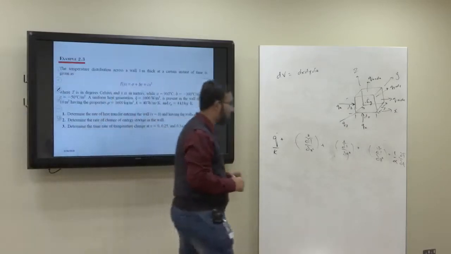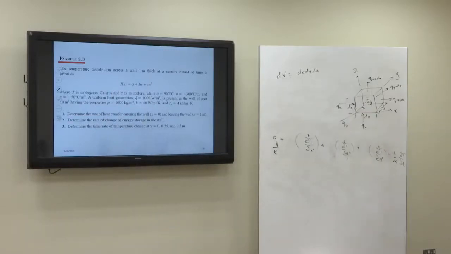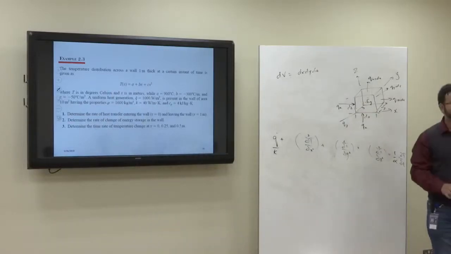Okay, so now we move towards a numerical problem related to this heat diffusion equation. This is Introduction to Conduction, this chapter.